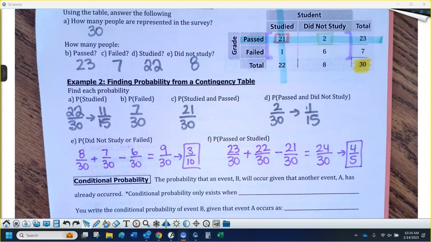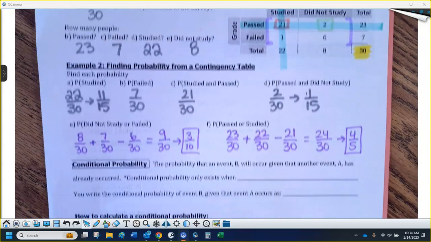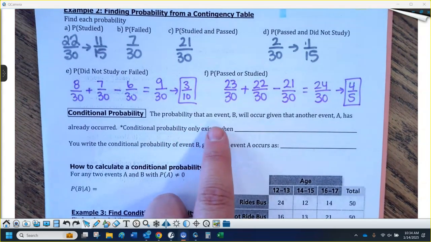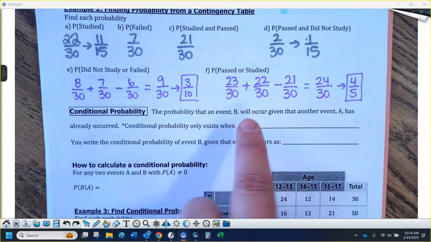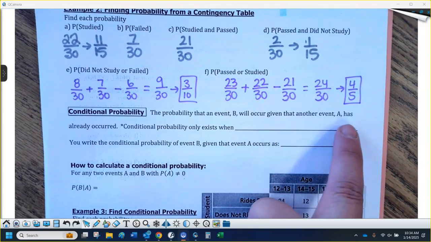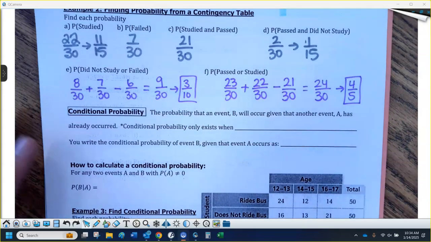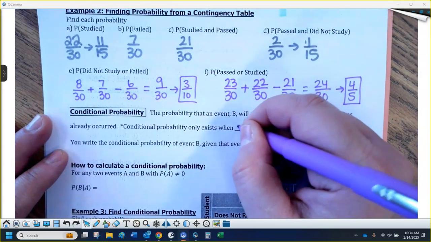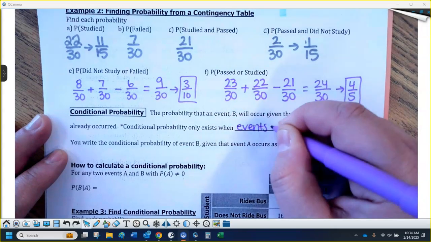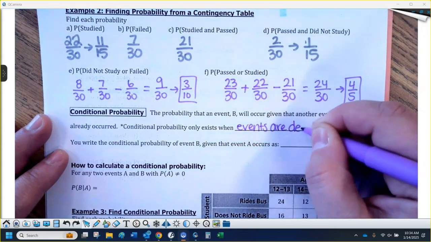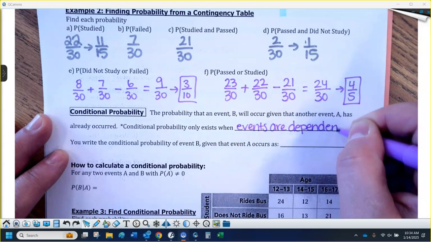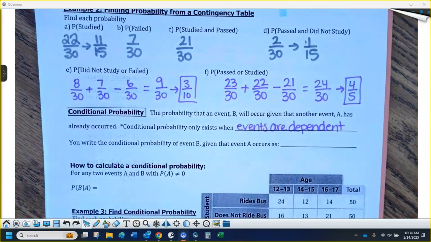Now I'm going to introduce the concept we're going to work on for the rest of the day, which is called conditional probability. This says the probability that an event B will occur given that another event A has already occurred. It's going to be a conditional probability, and it only exists, I'm not going to give you anything weird where it wouldn't exist, when events are dependent. This can't work if they're independent events.